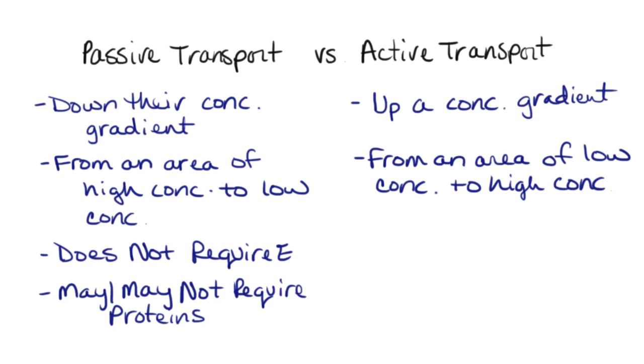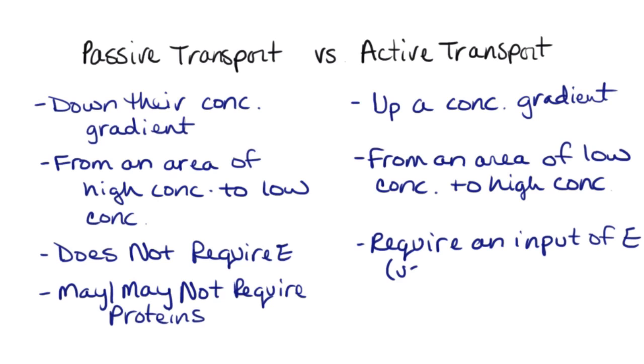This would be like rolling a ball up a hill. The ball does not naturally want to go up the hill. And in the same way, molecules do not really want to go up a concentration gradient, or they do not want to go to an area where they are more highly concentrated. So what this means is that this is always going to require an input of energy. And that energy input is usually going to be in the form of ATP.